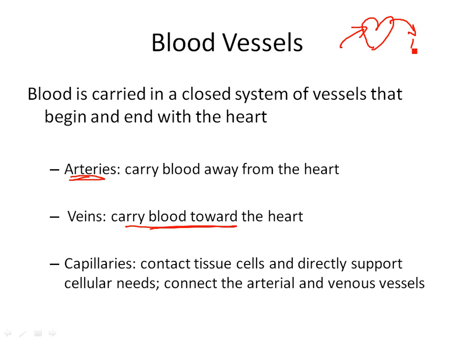And then in between, you're going to have the capillary system, which connects the arterial and venous system. And the capillaries are where we have exchange of gases, nutrients, and waste at the tissue level. So the capillaries connect the two systems, and they're also the site of exchange for everything that the tissues are going to need.